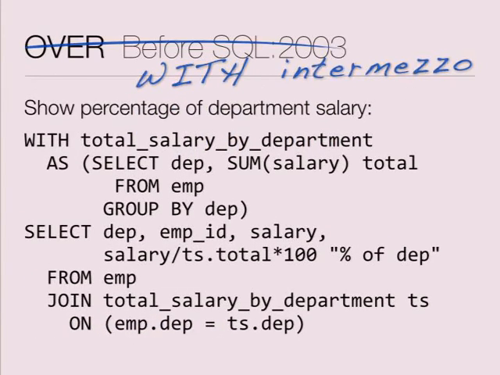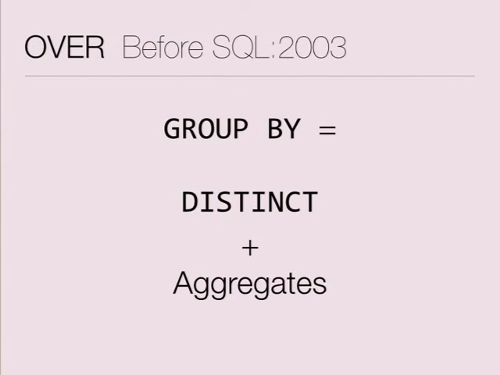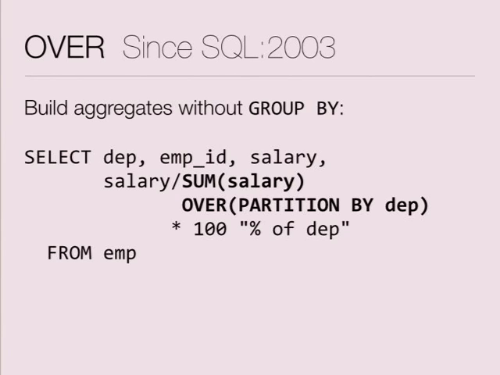Okay, so why do we need to do it that way? The truth is that before SQL 2003, there was no way to build aggregates without GROUP BY. And GROUP BY also collapses rows like DISTINCT does. So if you want to have an aggregate but don't want to collapse rows, there was just no solution other than first building the aggregate and then joining it to the original back again. And with SQL 2003, we now have a solution for that.